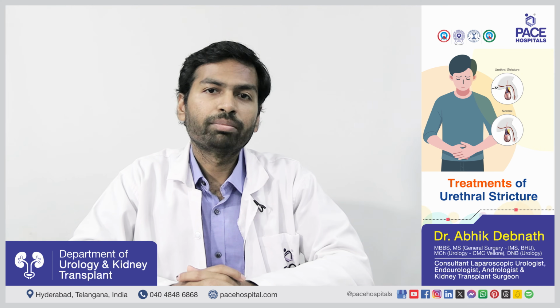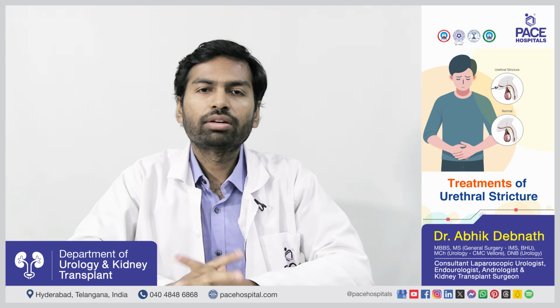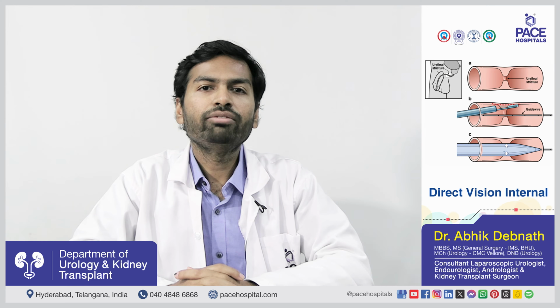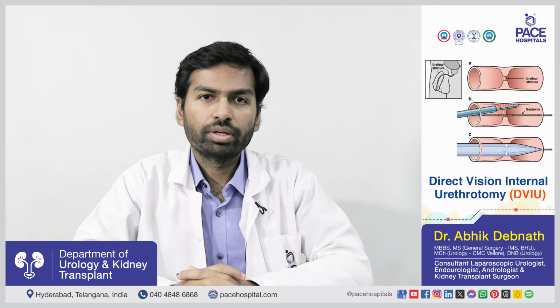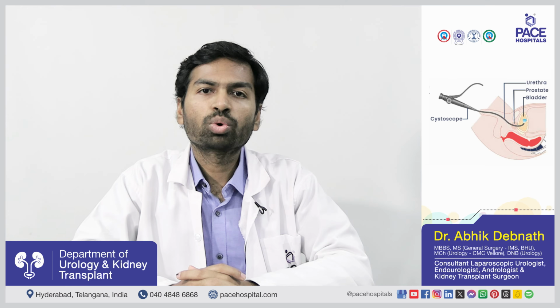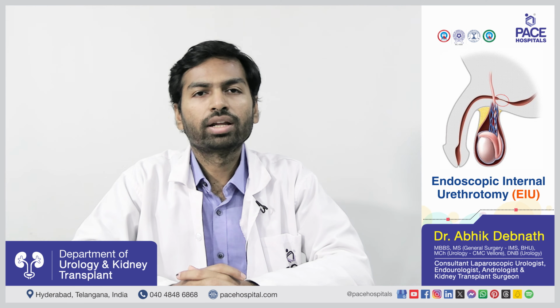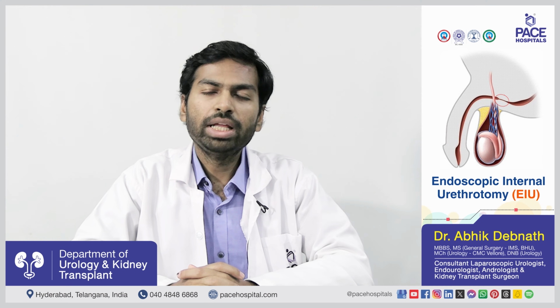So in endoscopic treatment, we can incise on the area of the stricture and make the caliber of the urethra wide at the area of the narrowing. It can be done either with a cold knife or using a laser. This technique is called DVIU, which is direct visual internal urethrotomy. Sometimes it is also referred to as OIU, which is called optical internal urethrotomy, or EIU, which is called endoscopic internal urethrotomy. So DVIU, OIU or EIU mean the same.